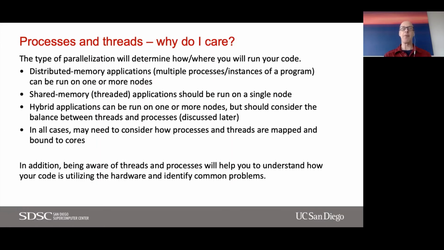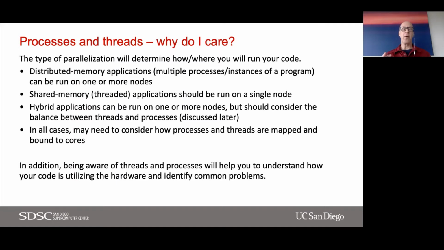We also have something called hybrid applications, and these can be run on one or more nodes, but you need to consider the balance between threads and processes. For a lot of the software that's been developed to run in these hybrid modes, you need to think about what your balance is going to be between processes and threads. You may also need to consider how processes and threads are mapped and bound to cores. We're not going to get into these details today of how you actually do that. I believe next week's session and the week after that are going to be focusing on actually running jobs on the supercomputer. Again, we're just looking at a high-level overview of parallel computing.